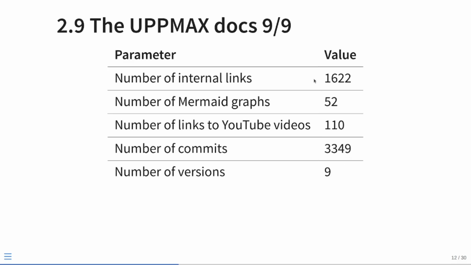We have quite some internal linking, so if you want to get more details you can easily get there. We have quite some Mermaid graphs, these flowcharts, and more types of graphs are also possible. We have quite some links to YouTube videos. This can be duplicate links, as in there can be more links to the same video, but we have 110 links to YouTube videos. We have more than 3,000 commits spread over 9 different versions.